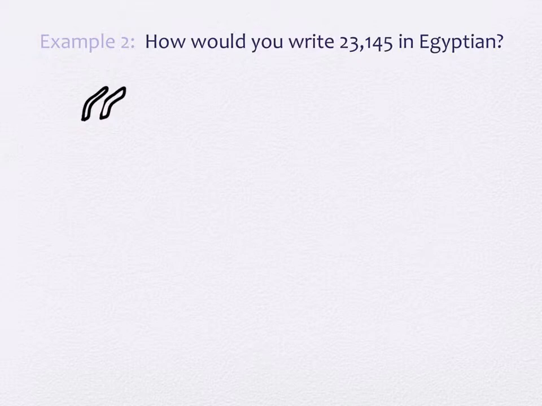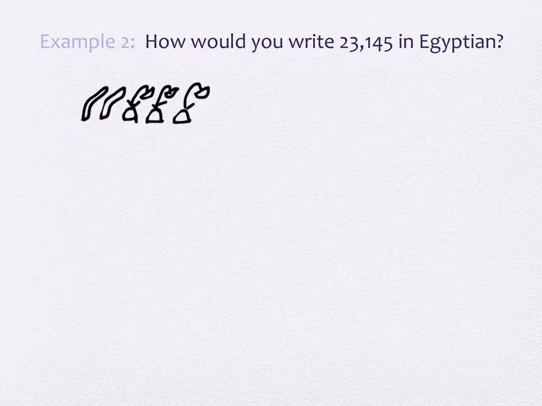What would I do to get the 3? Yeah, I need the next value, which is the thousands place value. And in the thousands place, they drew a lotus flower. So we've got 3 lotus flowers. I'm sure your lotus flowers will all be much prettier than mine.